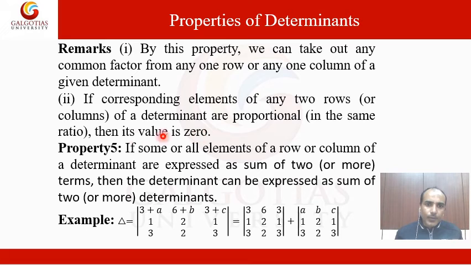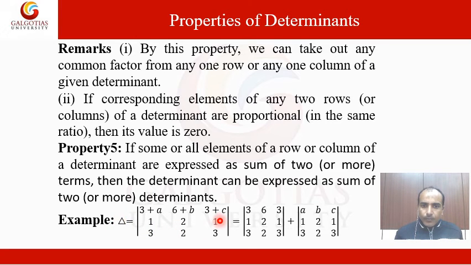Now move to property number 5. Property number 5 says, if some or all elements of a row or column of a determinant are expressed as the sum of two or more terms, then the determinant can be expressed as the sum of two or more determinants. We explain this property with the help of an example.